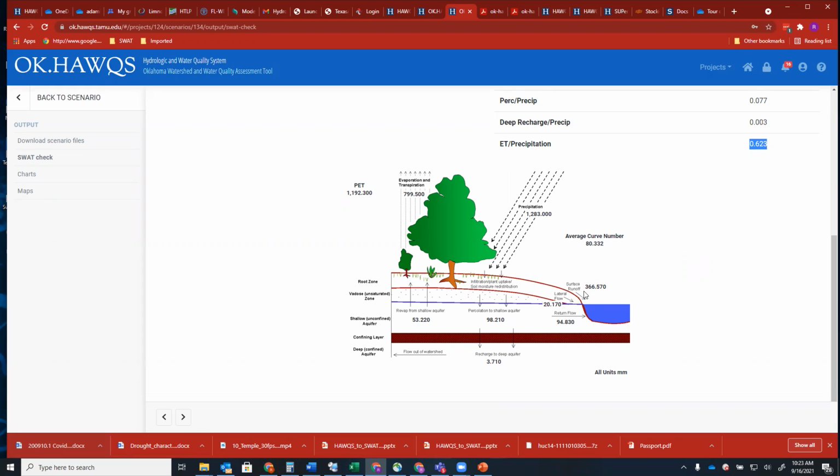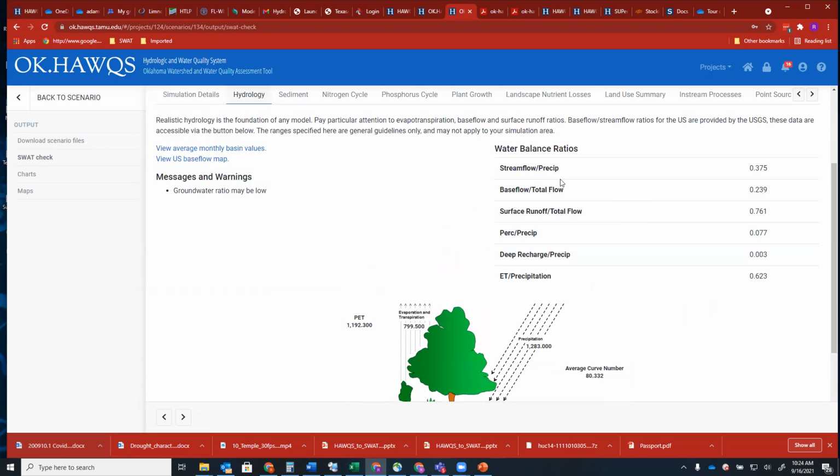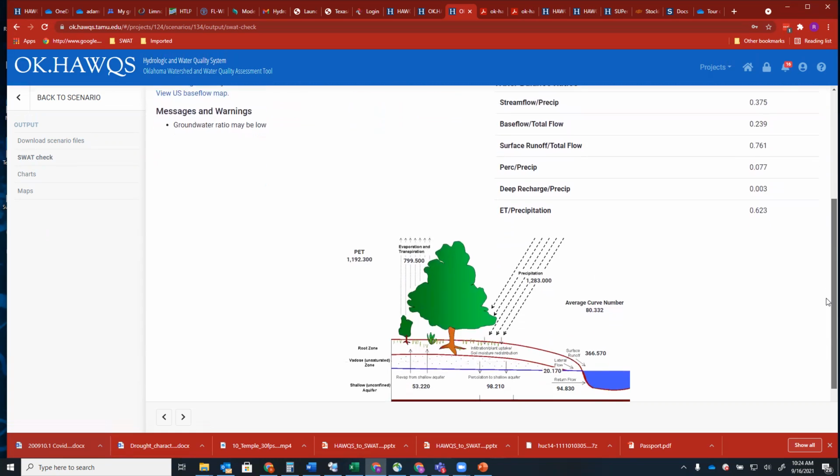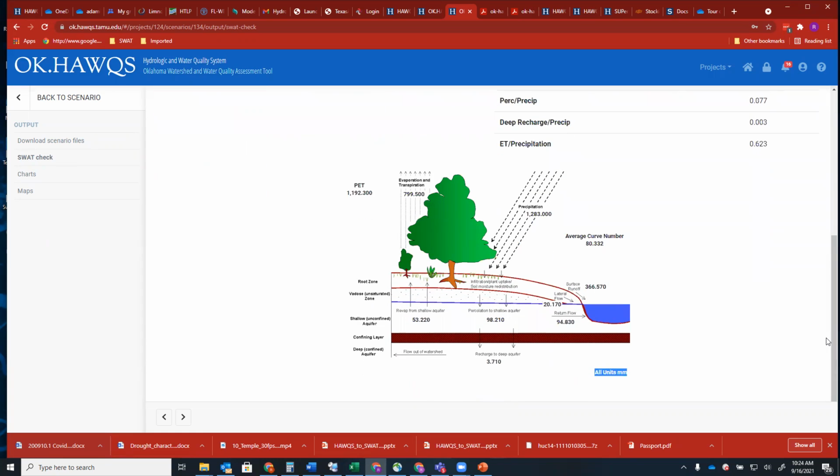How much of this is runoff? 366, lateral is 20, and return flow is 94. Okay, it's all in millimeters. All units are in millimeters, average annual values. So that means 37% of your rainfall is stream flow. Of that 37%, 24% is base flow, and 76% is high flow. High flow means direct runoff. And how much is recharge and how much is percolation? There are a few other statistics here actually. So that gives you a very quick snapshot of your water budget, hydrological budget, for your specific watershed.